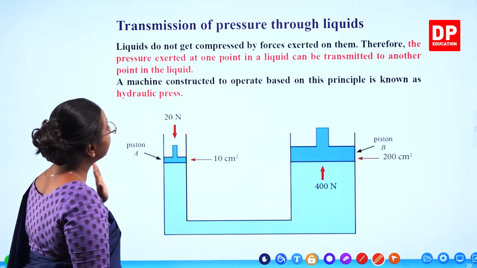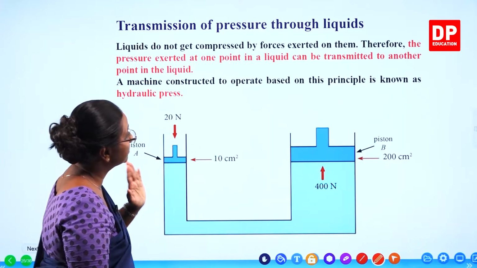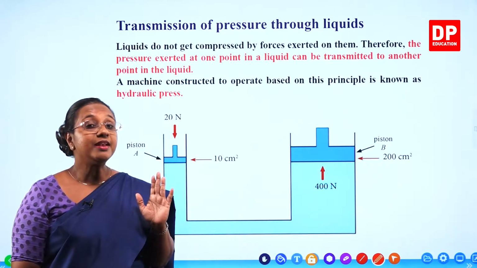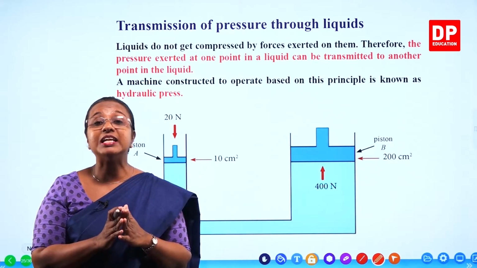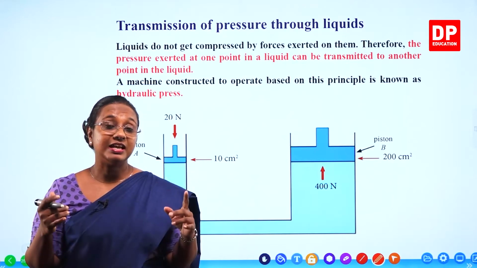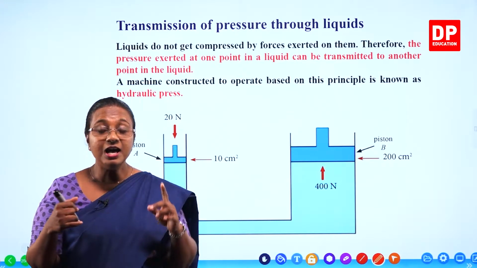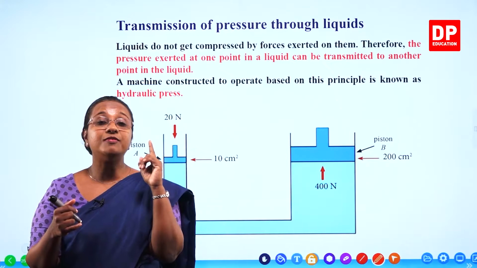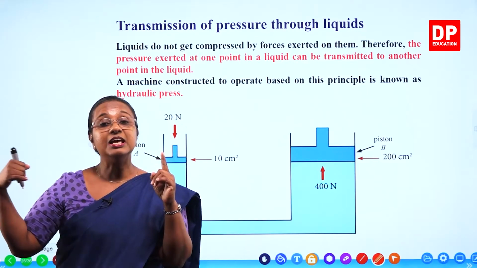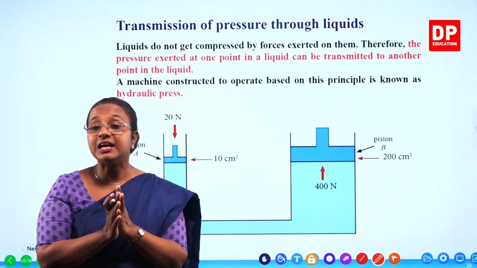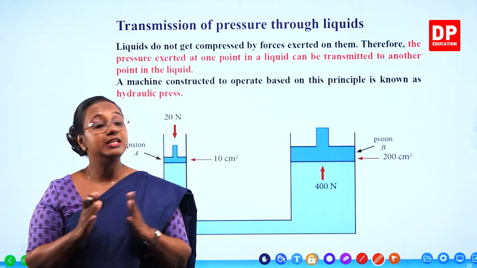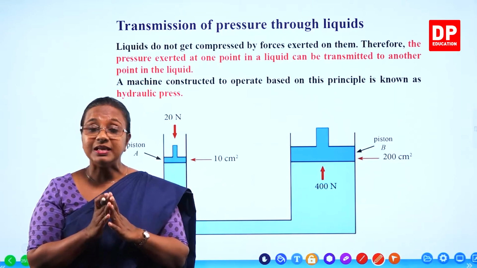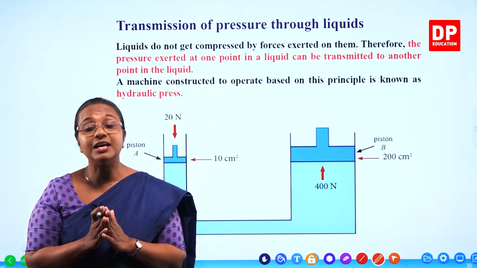Liquids do not get compressed by forces exerted on them. This you all can remember, students. Now in your smaller grades, we have looked at compressibility. So we take a syringe with air. If you hold the open end of the syringe where you put the needle and push the piston, air gets compressed. But if you try to do that with water, it doesn't happen. So that means liquids do not get compressed.